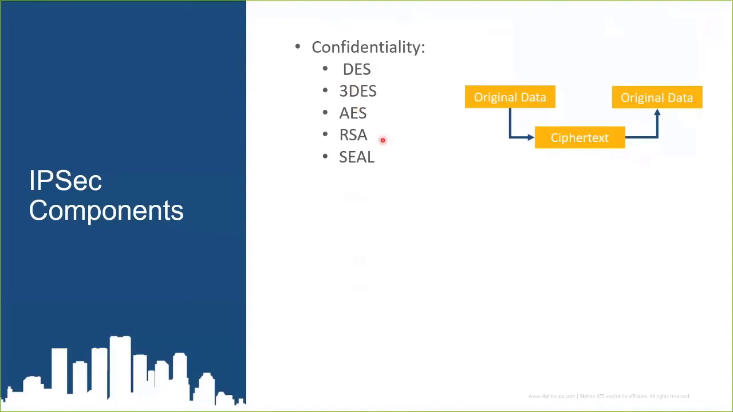RSA and SEAL. RSA is asymmetrical and uses 1024 and 2048-bit keys. And then SEAL, which stands for Software Optimized Encryption Algorithm, is a stream cipher that generates a 160-bit key, but it's also asymmetrical, meaning that the key that is used to lock the data is different than the key that is used to unlock the data.